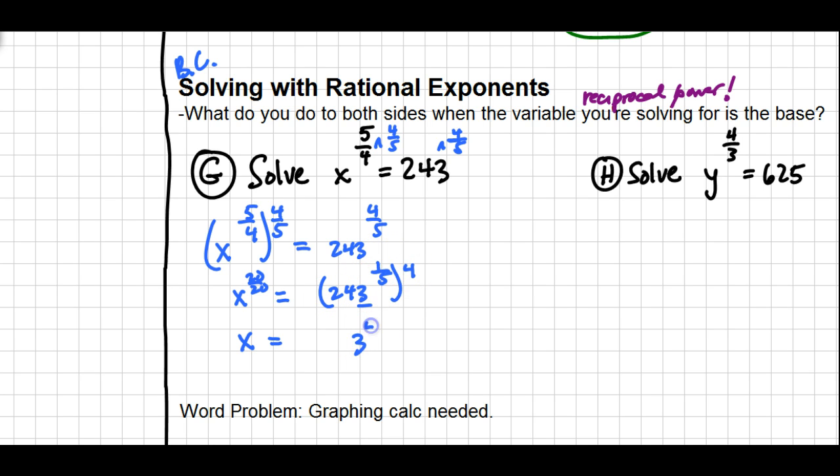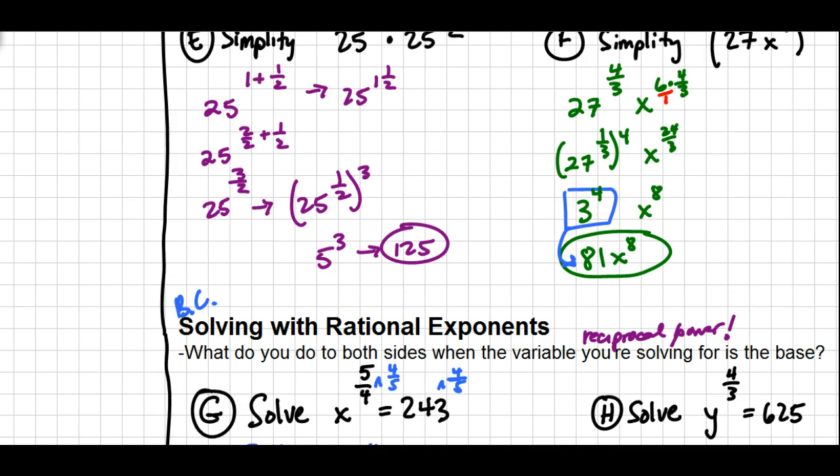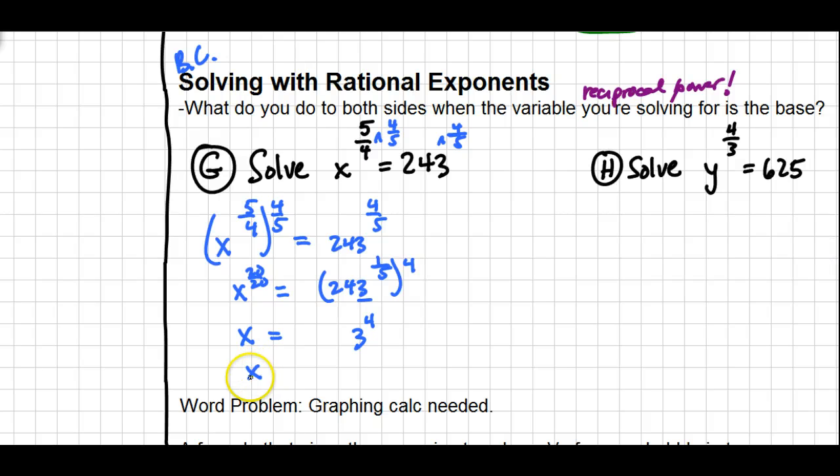I still have to raise that to the 4. Oh, and I did know that from earlier, 3 to the 4th is 81. So my final number there is 81. And I didn't even need a calculator to figure it out. Let's try it one more time with this last example here. Again, to get the y isolated, we're going to raise to the reciprocal power.